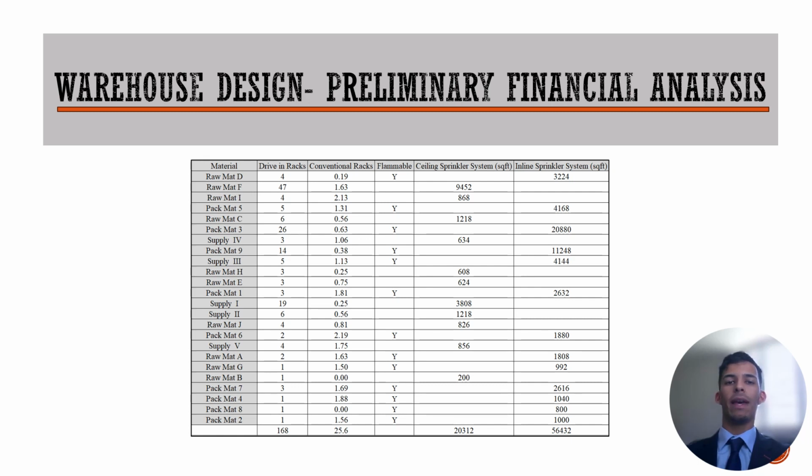Due to the reduction in pallet capacity and the adoption of a 2-pallet deep conventional rack system instead of a 1-pallet deep setup, the number of driving racks decreased from 269 to 168, and the number of conventional racks decreased from 59 to 26, meaning that there is going to be a lower total cost per square footage for the sprinkler systems. Initially, the ceiling square footage was approximately 32,000 square feet, which has now been reduced to 20,000 square feet, while the inline square footage was initially around 93,000 square feet, which has now been decreased to approximately 56,000 square feet.